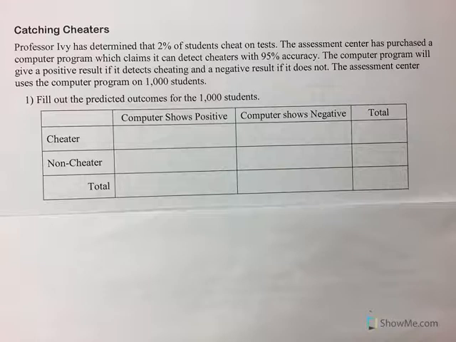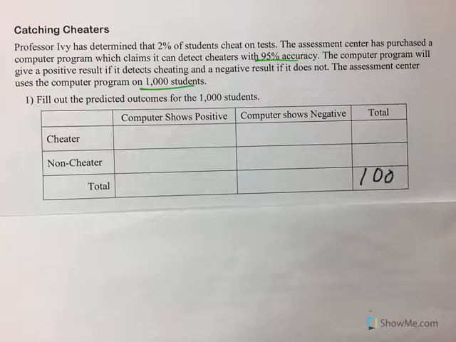All right, let's catch some cheaters. Professor Ivy determined that 2% of students cheat on tests. The Assessment Center has purchased a computer program which claims it can detect cheaters with 95% accuracy. The computer program will give a positive result if it detects cheating and a negative result if it doesn't. The Assessment Center uses 1,000 students.